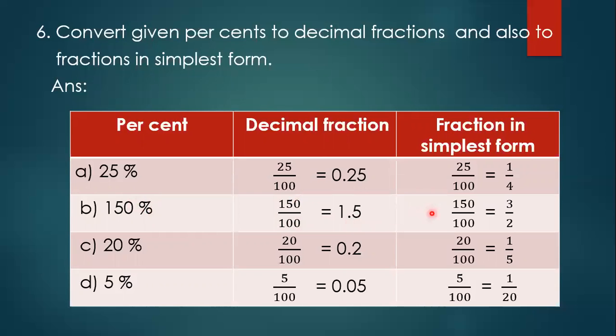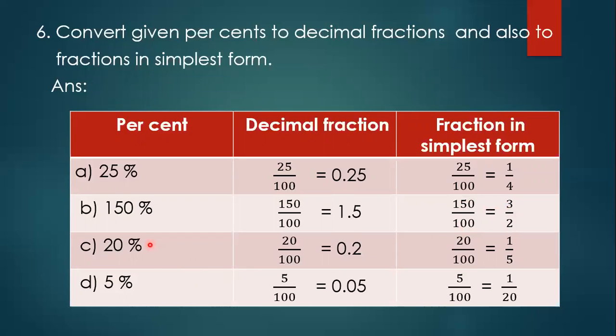Now, for converting in the simplest form, here again we have cancelled the zeros in the unit place. 150's 0 and 100's 0 is cancelled. It will become 15 upon 10. 15 and 10 both are the multiples of 5. Now, 5 3s are 15 and 5 2s are 10. So we can convert into simplest form as 3 by 2.